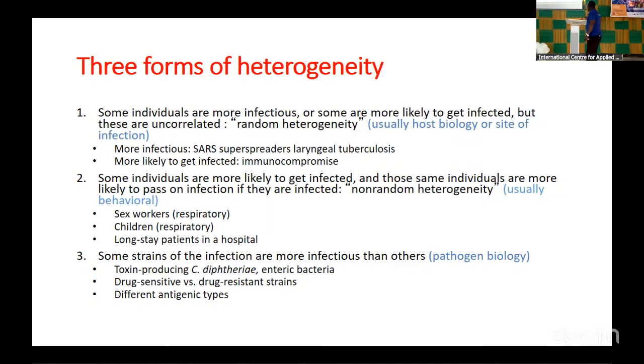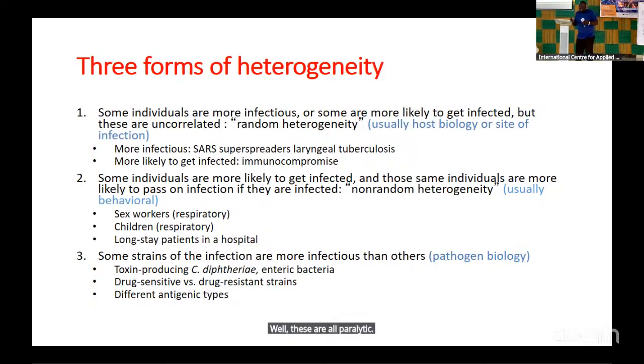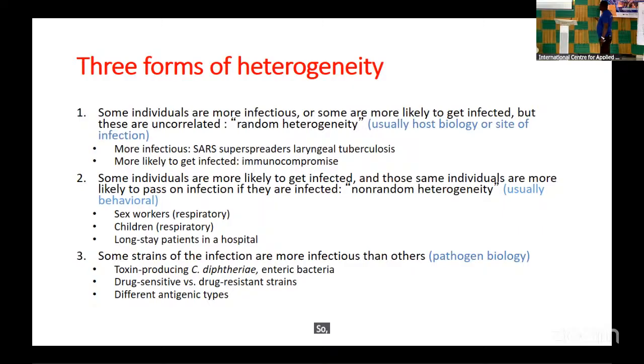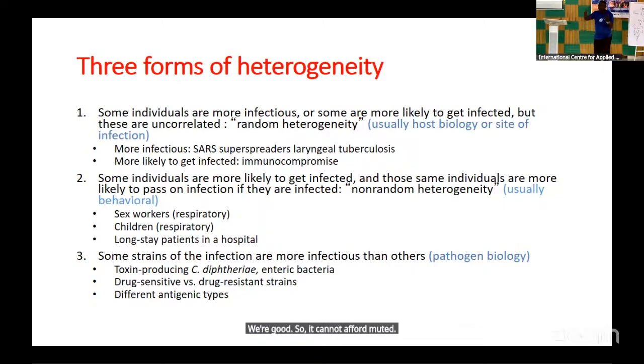Now, some individuals are more infectious, or some are more likely to get infected, but these are uncorrelated, because you cannot really measure it. It's random. So random heterogeneity is usually caused by biology or the site of infection, for example SARS super spreaders and tuberculosis. If somebody has tuberculosis, it may not show up immediately; maybe 10 or 16 years later you start seeing it.